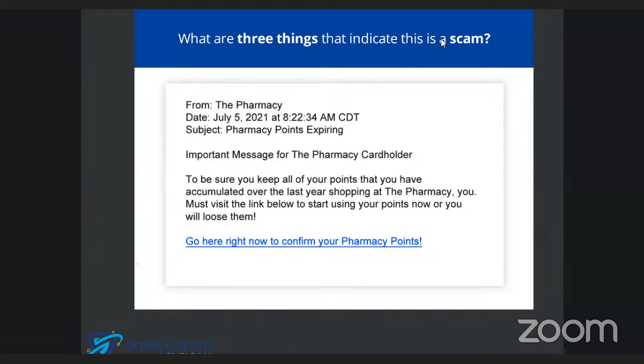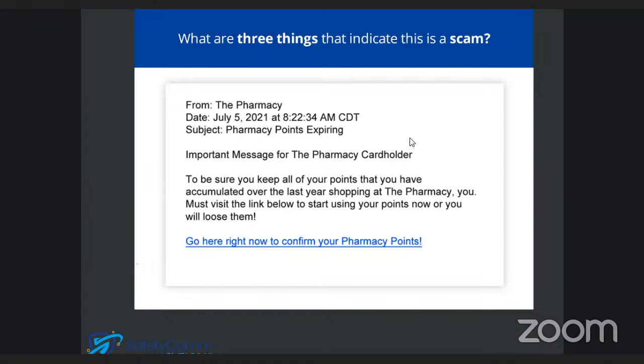What are the three things that indicate this is a scam? According to this, look clearly. Give me three things that indicate this is a scam, please. So, from the pharmacy, date July, subject: pharmacy points expiring. Important message for the pharmacy card holder: to be sure you keep all the points that you have accumulated from shopping at the pharmacy, you must visit the link below to start using your points now or you lose them forever.